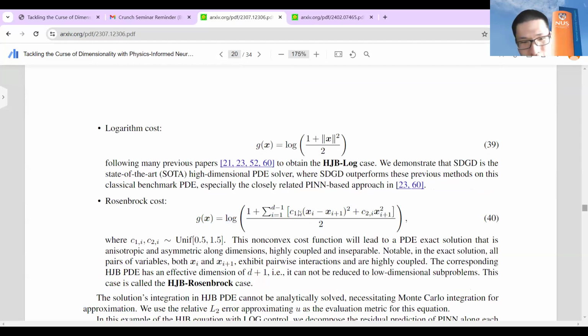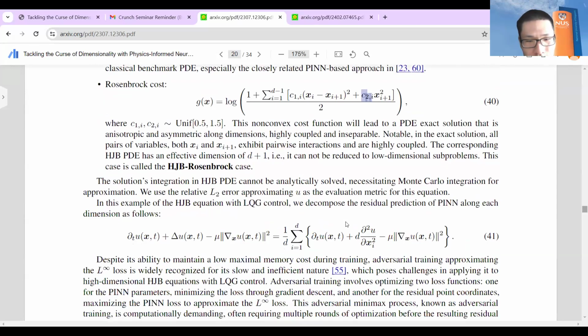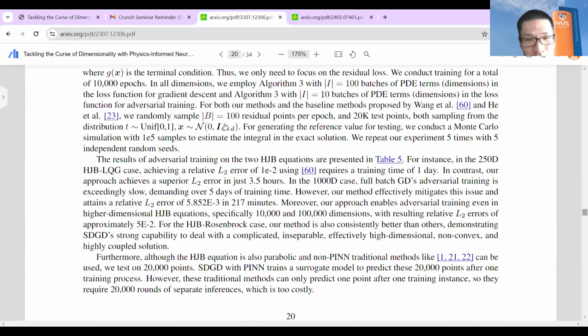This cost has some random coefficients to make it not symmetric, and the cost function will be more complex, like non-convex. I understand that maybe this cost function is not realistic, but we just want to test the performance. And in this case, we compare with two other baselines.